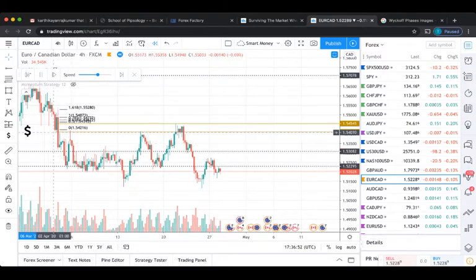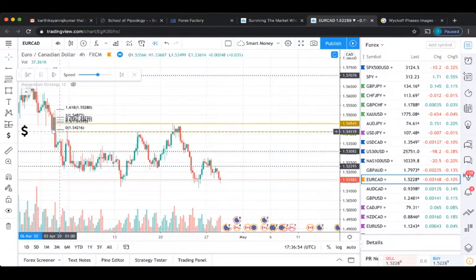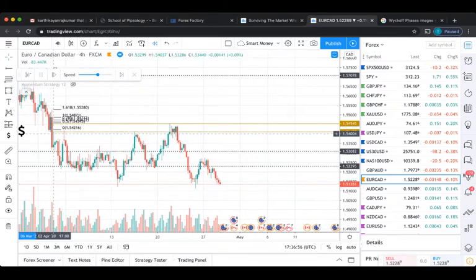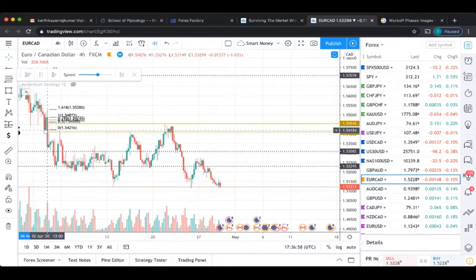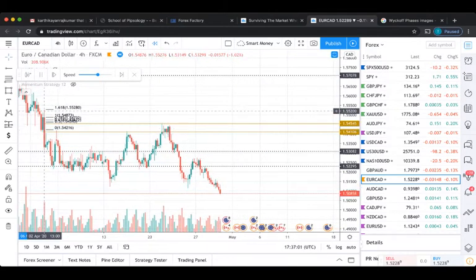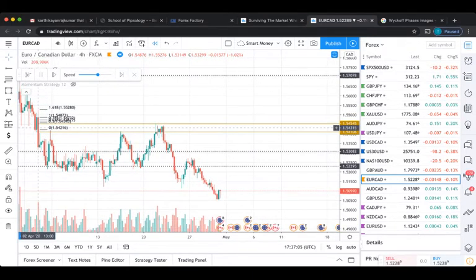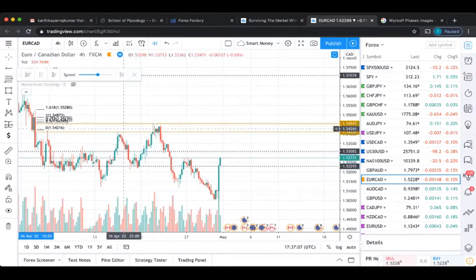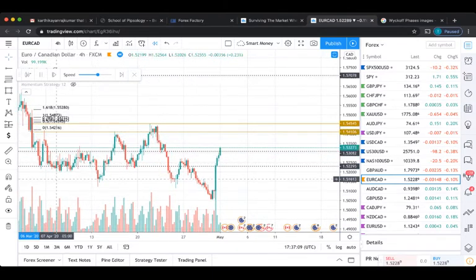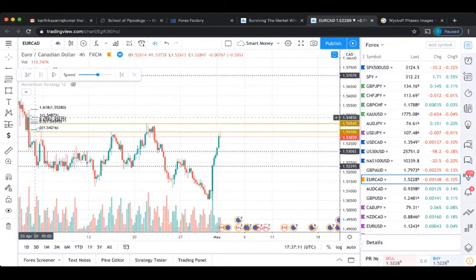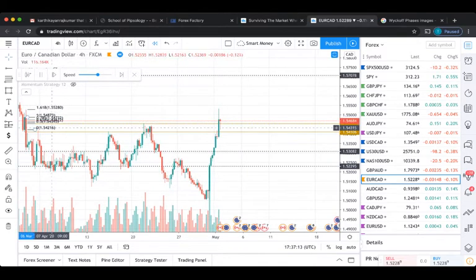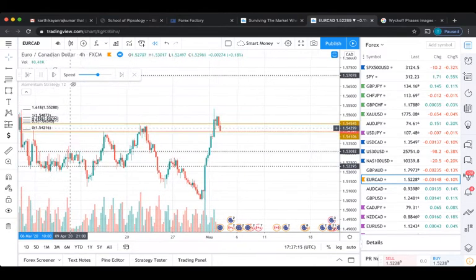So the point of these is your entry is going to be the body of the candle, right? And your stop loss is going to be just above the candle. The whole candle is going to be your zone, right? Your entry zone, and it shouldn't go any farther than the body of that candle. All right, so looks like it did.